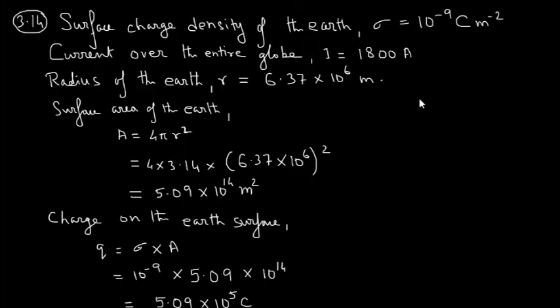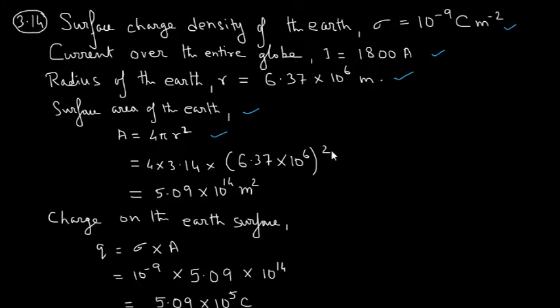So surface charge density of the earth sigma is equal to 10 to the power 9 coulomb per meter square. Current over the entire globe I is equal to 1800 ampere. Radius of the earth R is equal to 6.37 into 10 to the power 6 meter. Surface area of the earth A is equal to 4 pi R square.